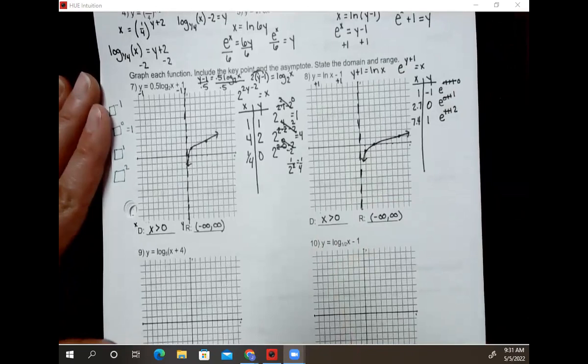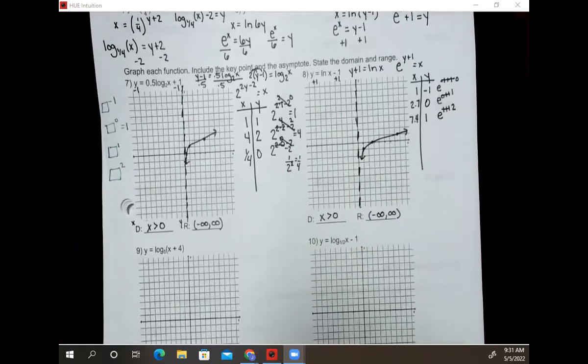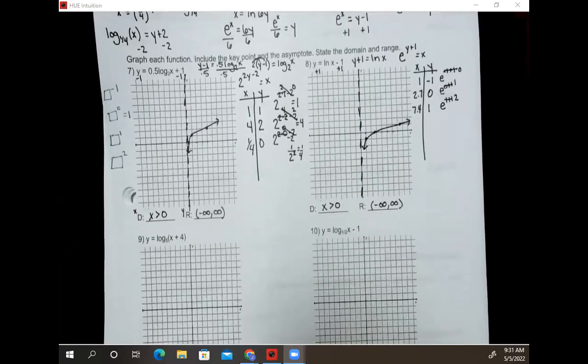Questions for me so far on our graphs? These are some of the tougher graphs that we've done. Okay, there's kind of a lot going on here. That's why we're taking our time.